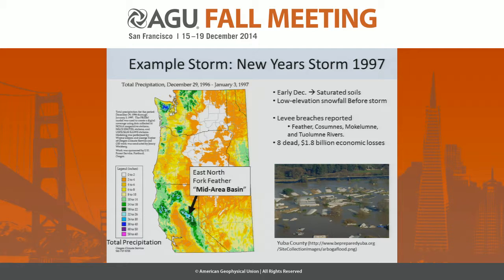I'm going to focus on an example storm that's been well studied in literature and actually ended up contributing the most snowmelt of all of the basins and storms we examined. This caused widespread damage on the Feather River Basin in the central Sierra Nevadas.